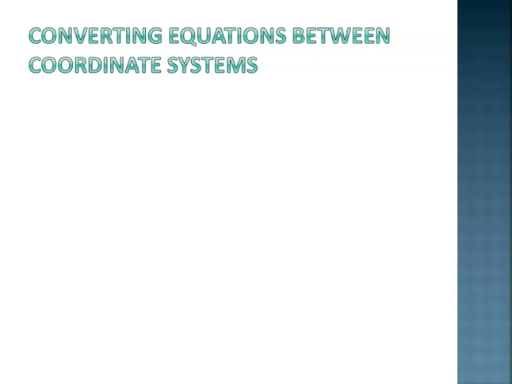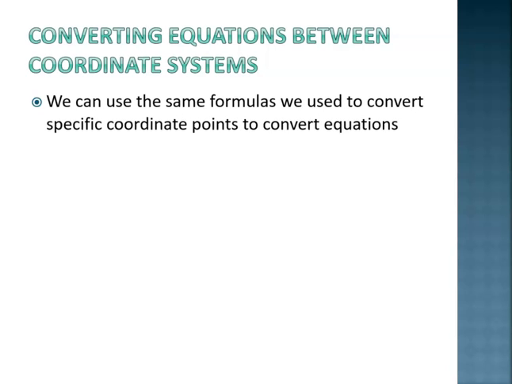So when we're converting equations between coordinate systems, like I was mentioning before, we can just use the same formulas that we use to convert specific coordinate points to convert equations. So if you recall, those formulas that we used: x equals r cosine theta, y equals r sine theta, theta equals tan inverse of y over x, and r squared equals x squared plus y squared. We can use all of those here, depending on which direction we're converting from rectangular coordinates to polar coordinates or polar coordinates to rectangular coordinates.